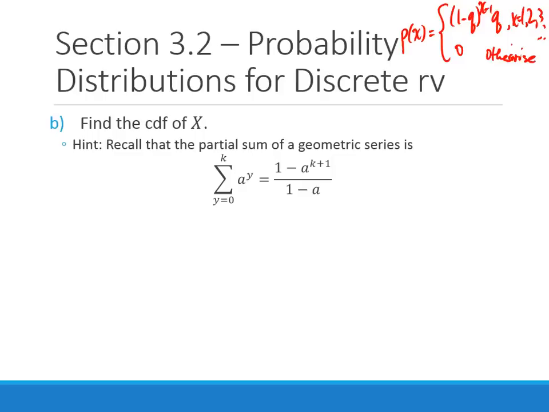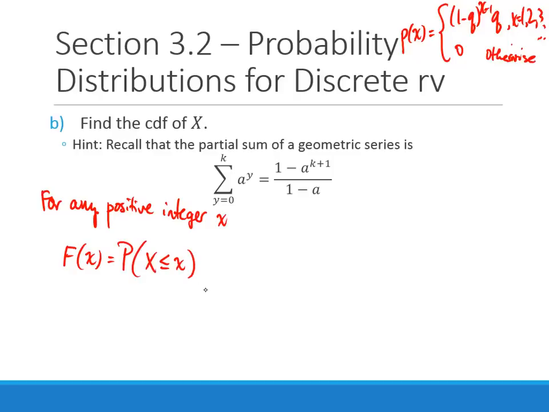Okay, so the CDF, again, for any positive integer x, the CDF of x is equal to, just by definition, the probability that the random variable is less than or equal to x. Which, as we saw before, is just the summation of all the probabilities of less than or equal to that x. So again, I'm just writing out by definition what we saw before. If I want the probability of being less than or equal to x, I can just sum up all the probabilities involving x and anything less than that.